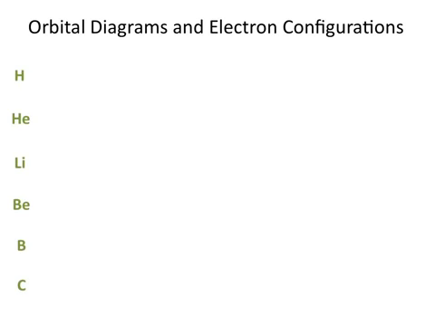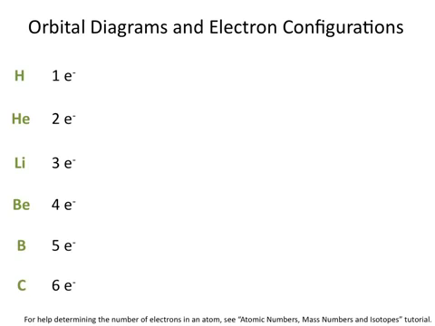Let's start by drawing out the electron configurations for the first 6 elements on the periodic table. Hydrogen has 1 electron, helium 2, lithium 3, beryllium 4, boron 5, and carbon 6 electrons. So for hydrogen, we need to diagram 1 electron. You always start with the 1s subshell. 1 denotes the energy level, and s denotes the subshell. So we'll draw the electron like a half arrow.